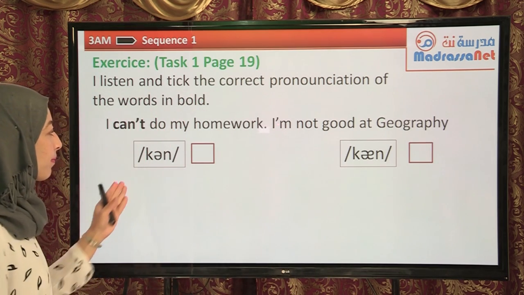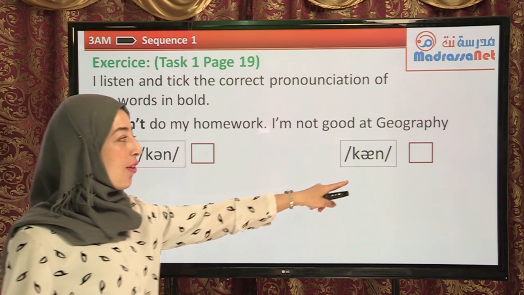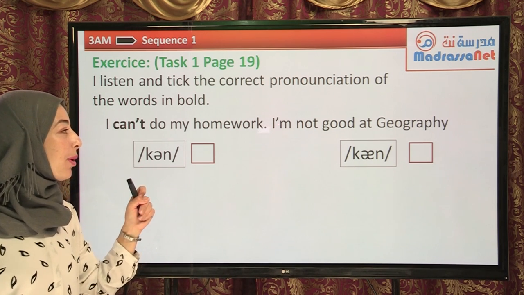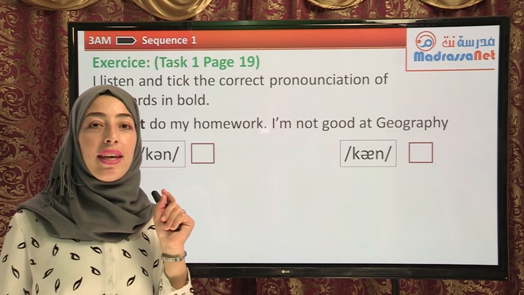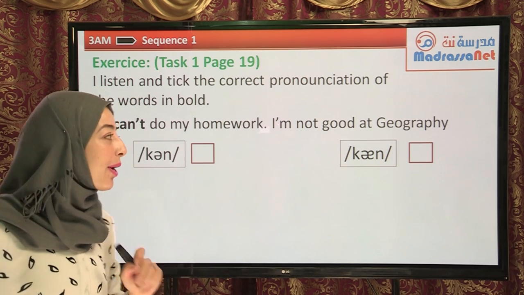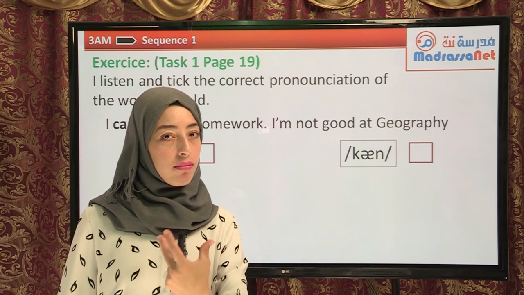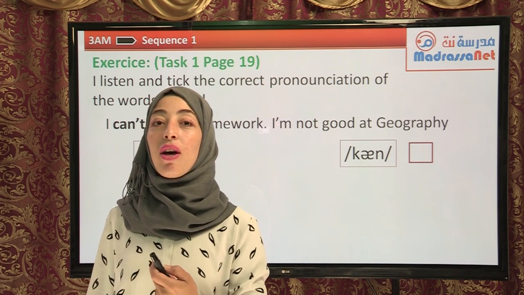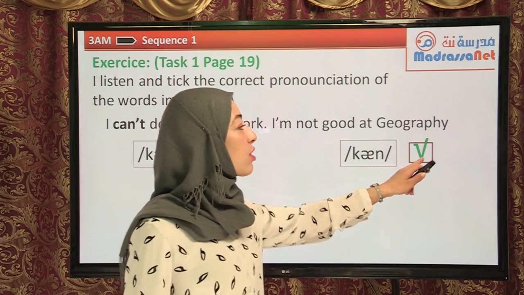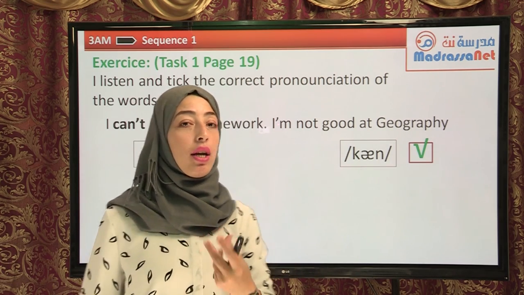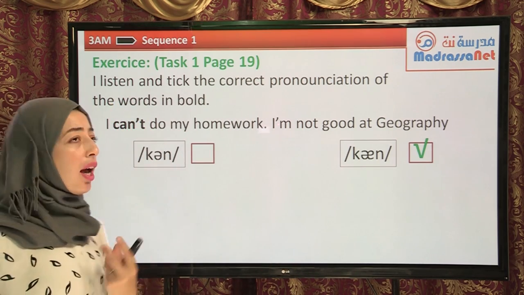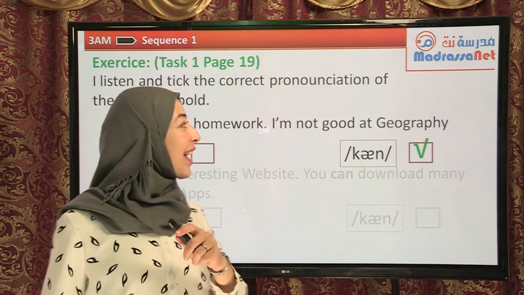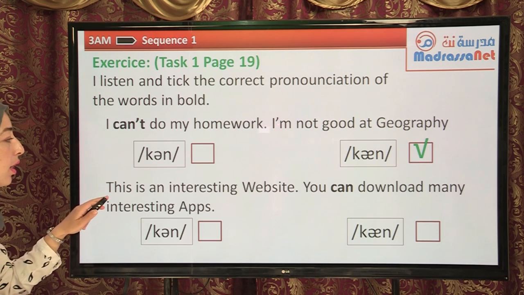So, is it this or this form? This is, do you remember? Can, the weak form. And the other one is can. This is the correct one, it's the strong form, can. I can't do my homework. I can't do my homework. Let's go to this next one.